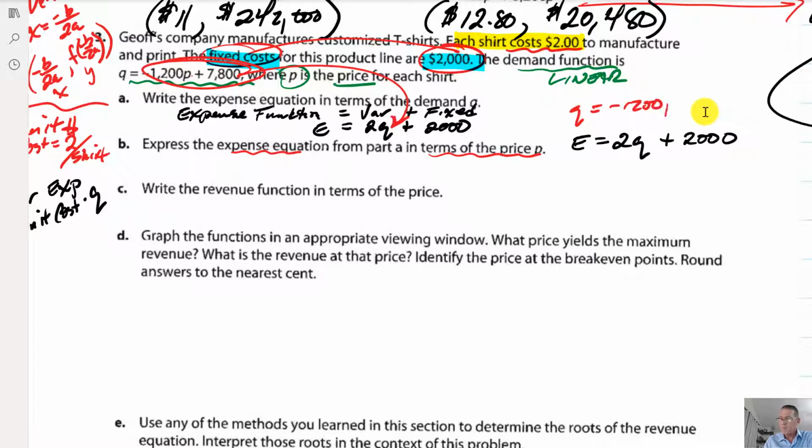I don't know if you heard that, but that's my donkey calling me. That's so funny.